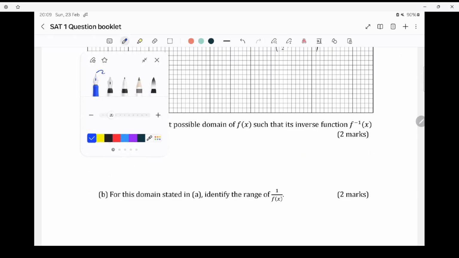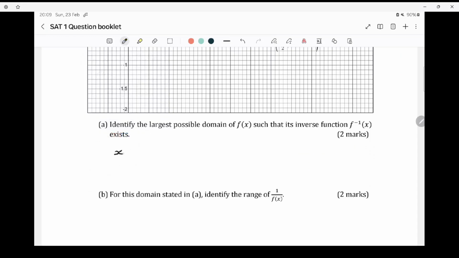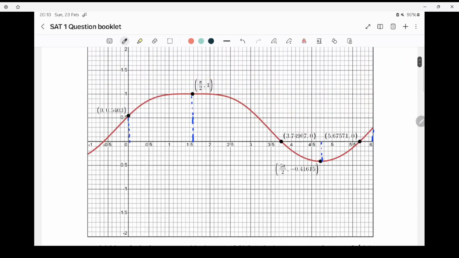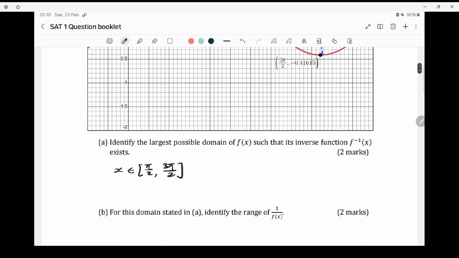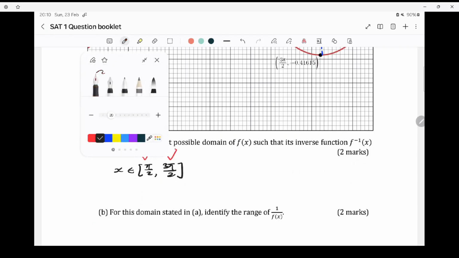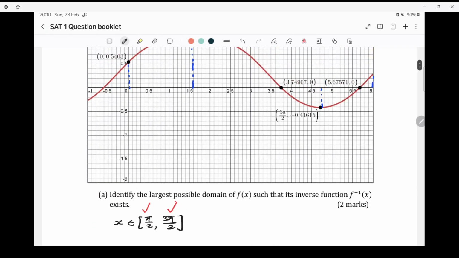sorry, so I will write in black. So the largest would be from pi over 2 to 3 pi over 2. Each of the left limit gives you one mark, the right limit gives you another mark. So this is the only answer.